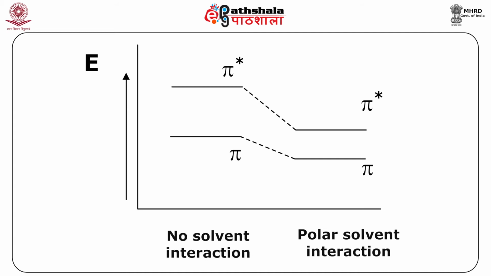of the ground state. Thus, a polar solvent decreases the energy of pi to pi star transitions, and hence the absorption in a polar solvent such as ethanol will be at a longer wavelength, that is a red shift will be observed than in a non-polar solvent such as hexane.